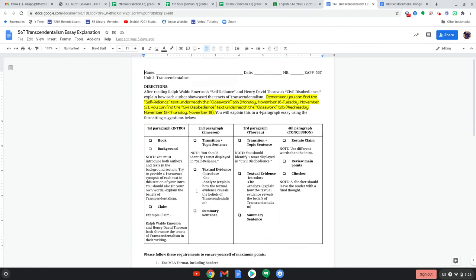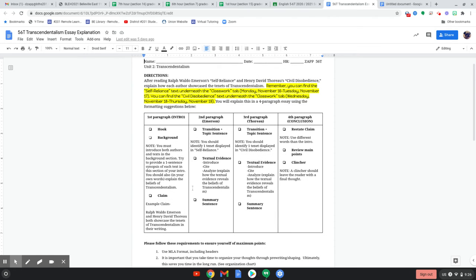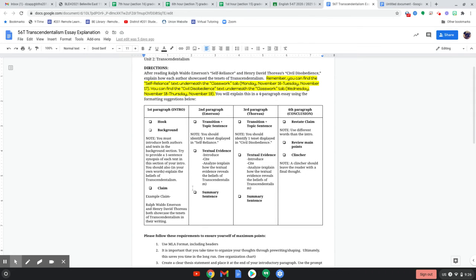Remember, today you are just working on your introduction. So your intro contains 3 different things: the hook, the background, and the claim. Your hook is just the attention getter. So you might pose a question. You might look up a quote. Remember, this is about transcendentalism. So if you are looking up a quote, I would maybe look up quotes about being an individual or being a nonconformist, things like that.